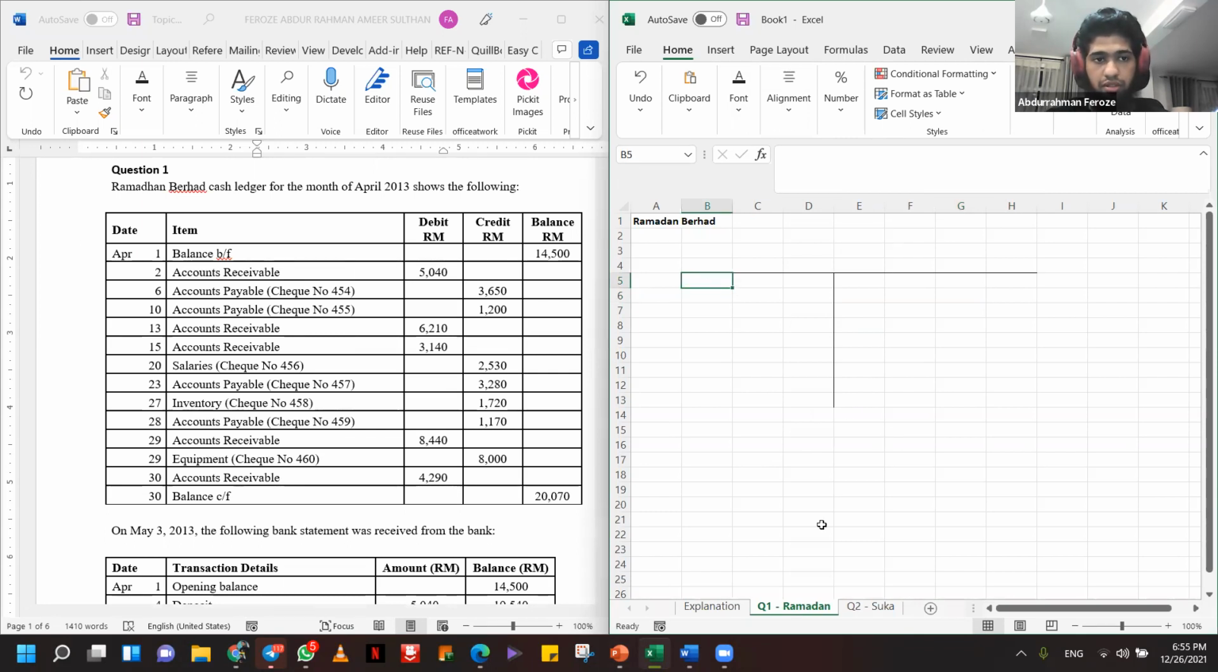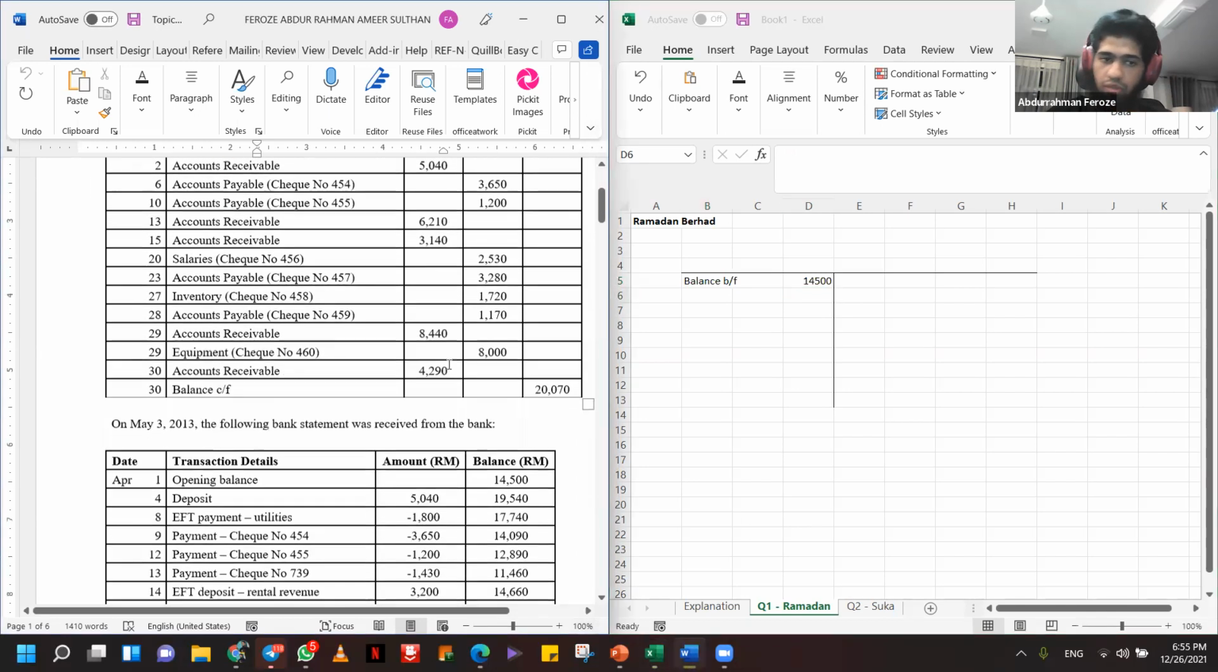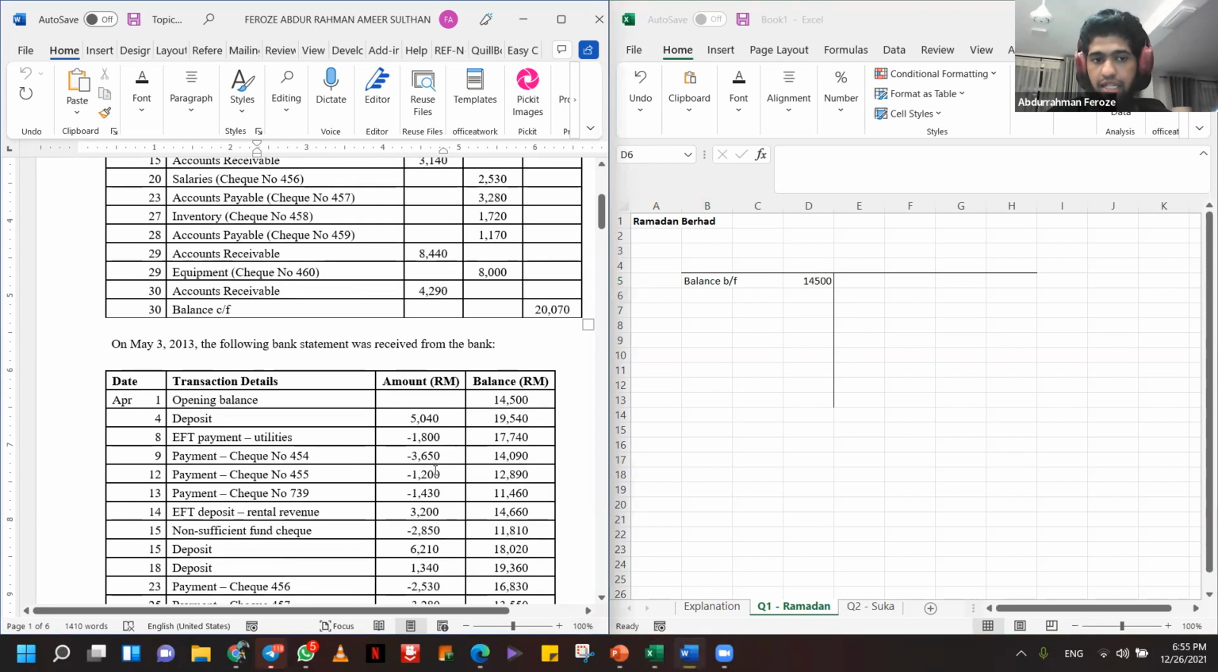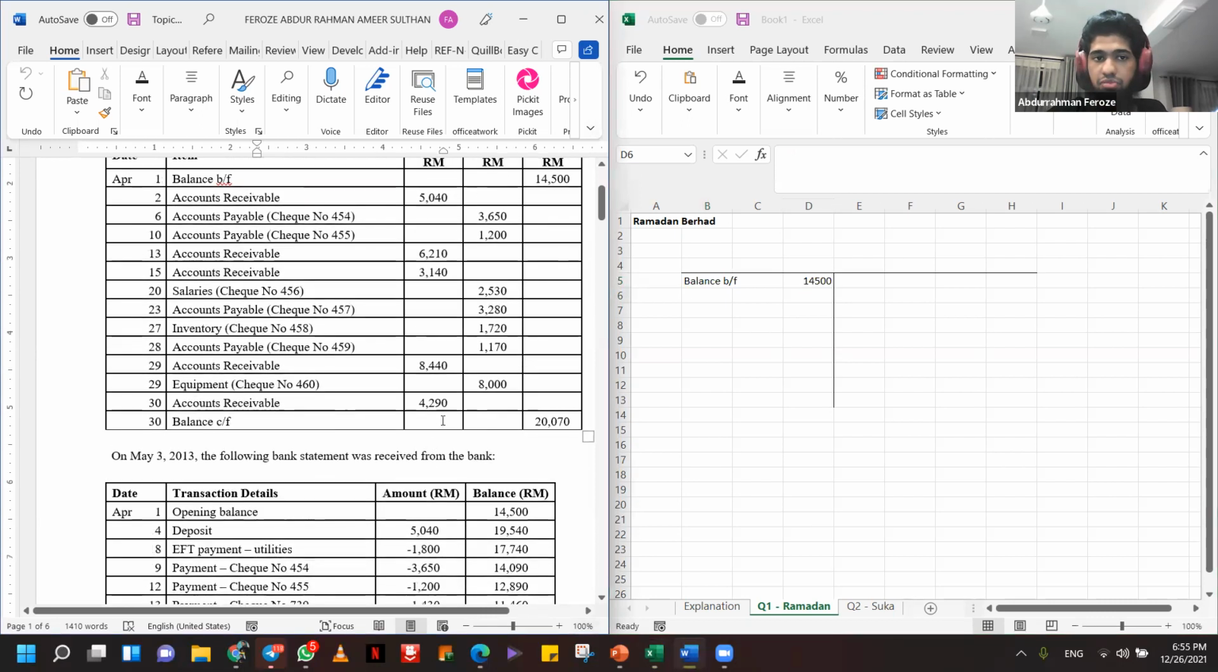So we have the balance brought forward. Okay, this is 14,500 as can be seen. So what we have to look at is what are the things that are there in the bank statement but not there in the cash book, right?